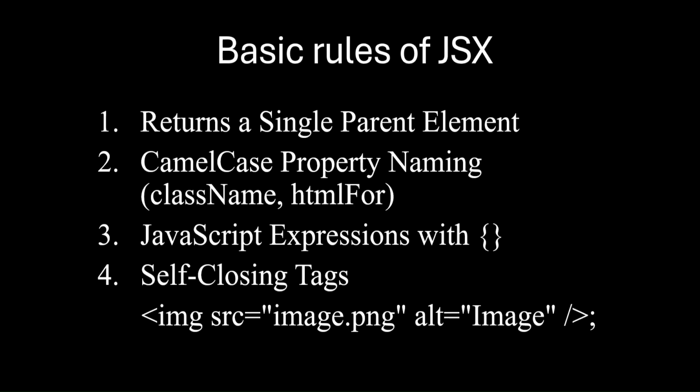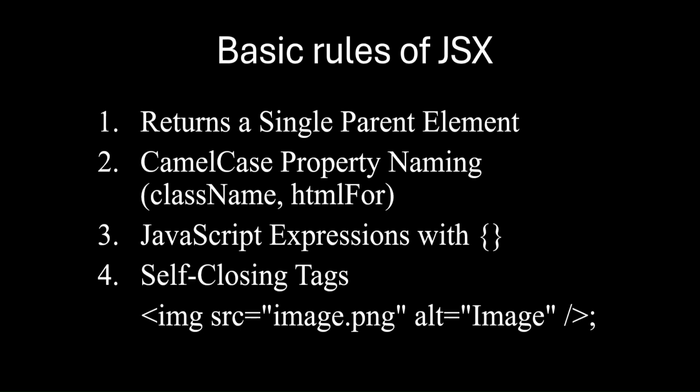What are the basic rules of JSX? Each JSX expression must return a single parent element. If you need multiple root elements, you should wrap them in a single enclosing tag, often a div or a React fragment. In JSX, attributes follow camel case naming conventions, which align with JavaScript's standard naming practices. This includes properties like className and htmlFor. You can embed JavaScript expressions within JSX by wrapping them in curly braces. This allows dynamic data to be included in the JSX markup. JSX requires that tags without children be self-closed, similar to XML.